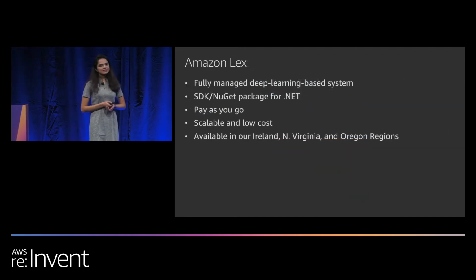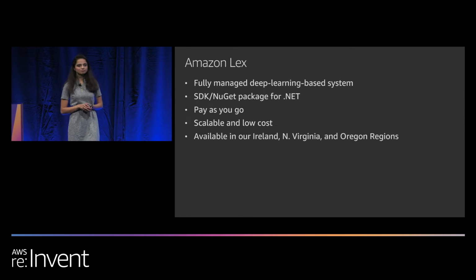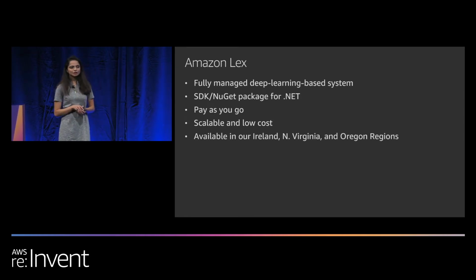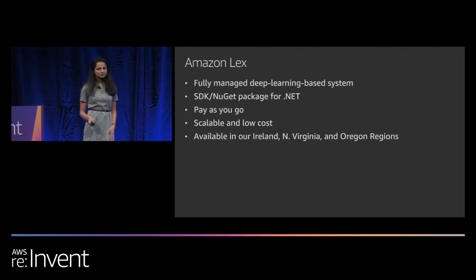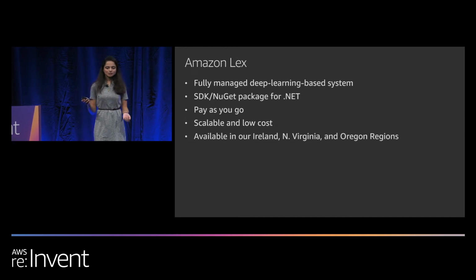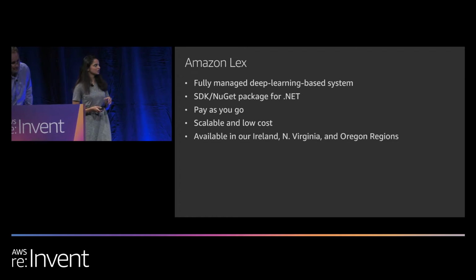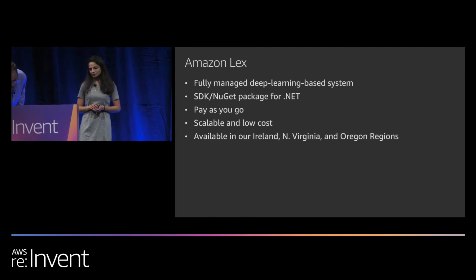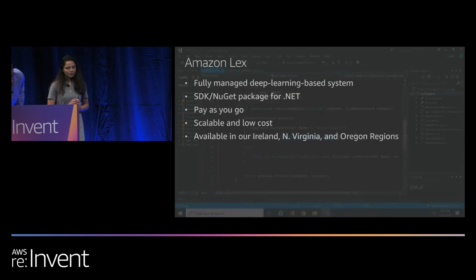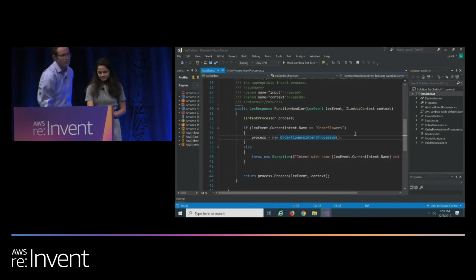So Amazon Lex is, again, a fully managed deep learning based system. And again, you have to just add a NuGet package for Lex in your .NET application in a Lambda function and start using all the APIs and send the response back to the chatbot. Again, pay as you go. You don't have to pay for any idle resources, and it's scalable and low cost. And currently, it's available in 4 regions: Ireland, North Virginia, and Oregon regions. Let's quickly move on to the demo of Lex.